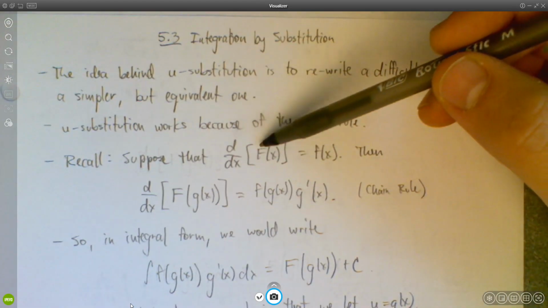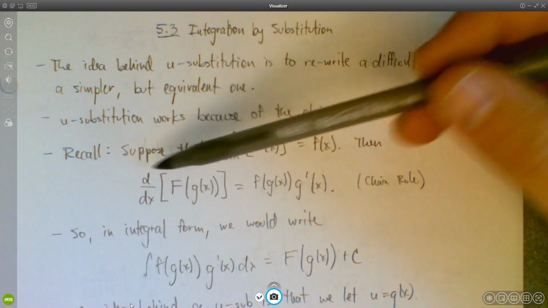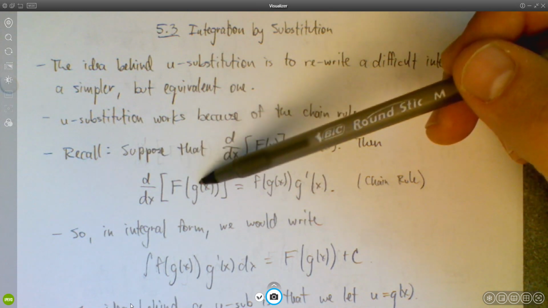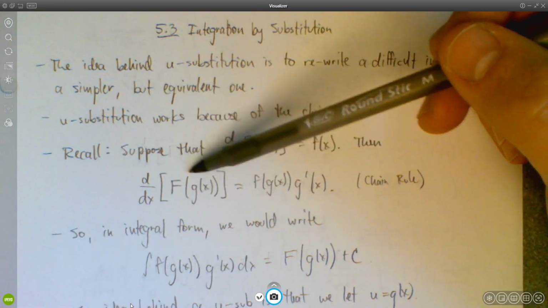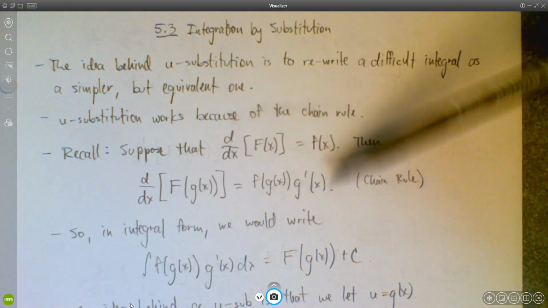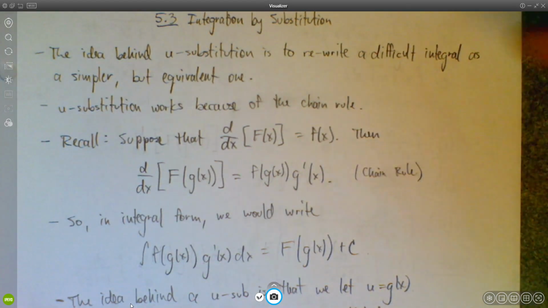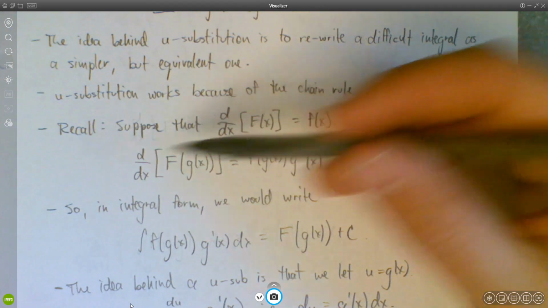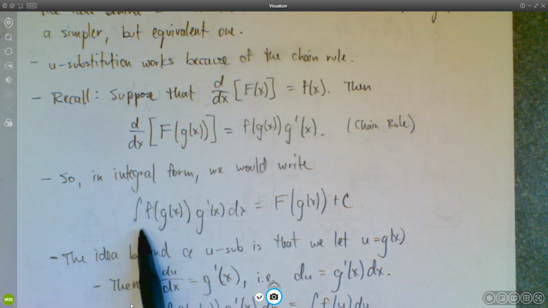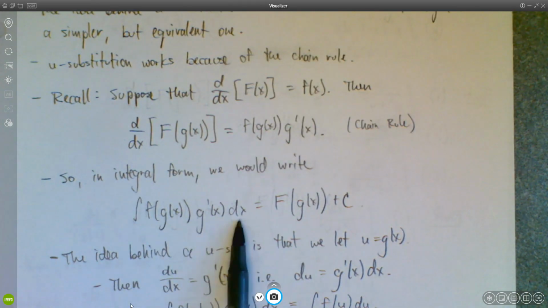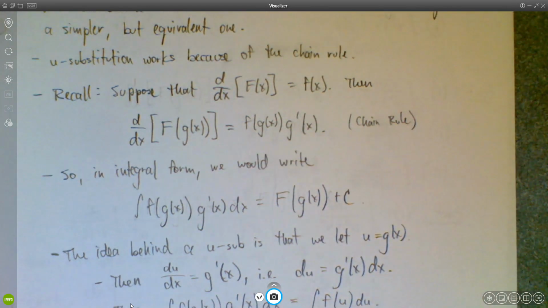Let's say that the derivative of capital F is lowercase f. If that's the case, then what the chain rule says is that the derivative of capital F of g of x is lowercase f of g of x times g prime of x, right? So it's the derivative of the outer function times the derivative of the inner function. So rewriting the chain rule in integral form, in other words, if we were to integrate both sides of this, what we would get is that the integral of lowercase f of g of x times g prime of x dx would just be capital F of g of x, plus some constant c.